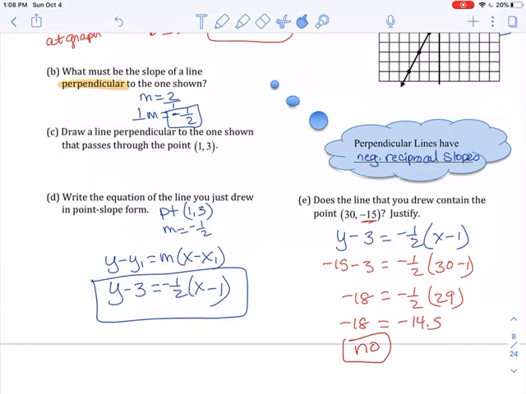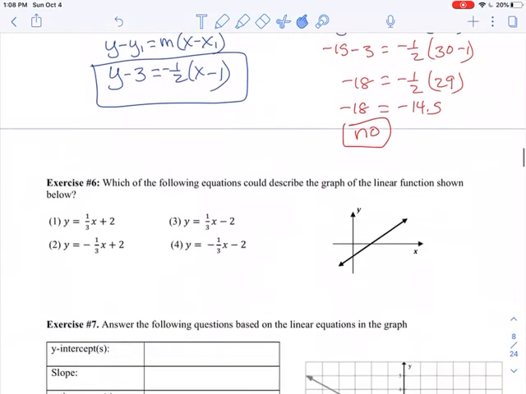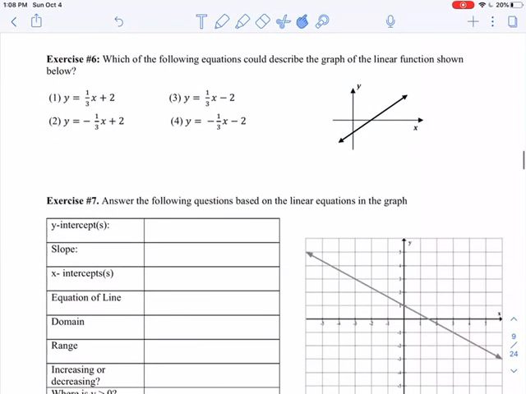All right, and I have a multiple choice and then just a graph and some questions dealing with stuff that we learned back in algebra. That is a little review of stuff that we talked about also in Unit 2. So let's go to the next page. A quick, easy multiple choice. Which of the following equations could describe the graph of the linear function shown below?